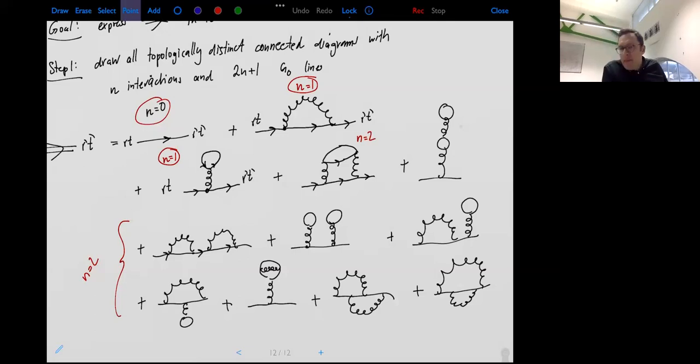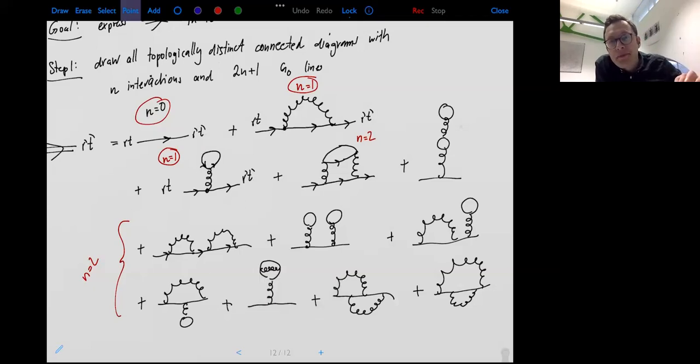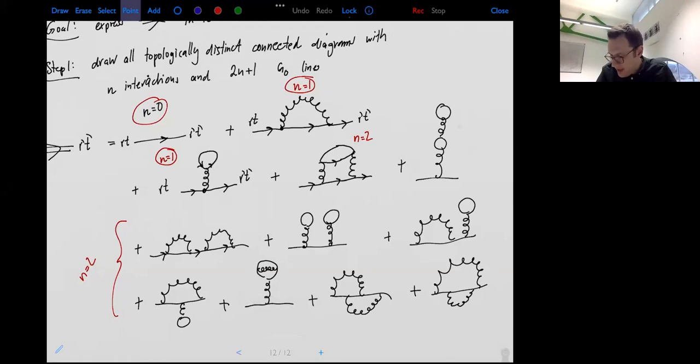Okay, so this is basically how far we got in the last lecture. So are there any questions at this point? Doesn't look like it. Okay, so then we'll go to the next step of this procedure.